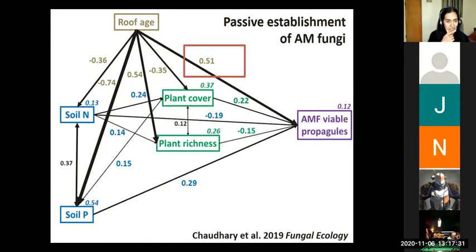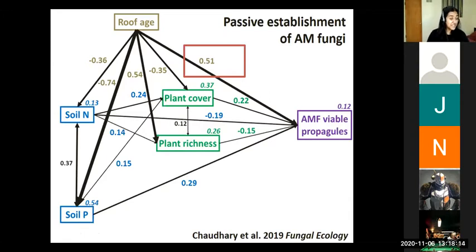The first really interesting pattern that we saw was that when we were looking at factors that have direct effects on fungal abundance in the soil, really the strongest direct effect was of roof age. If you look at just the numbers going into fungi here, we've got 0.5, 0.2, negative 0.19, negative 0.15, and then 0.29. So of all the factors that we measured, the strongest direct effect on fungal abundance came from roof age, which is not what we would have predicted.